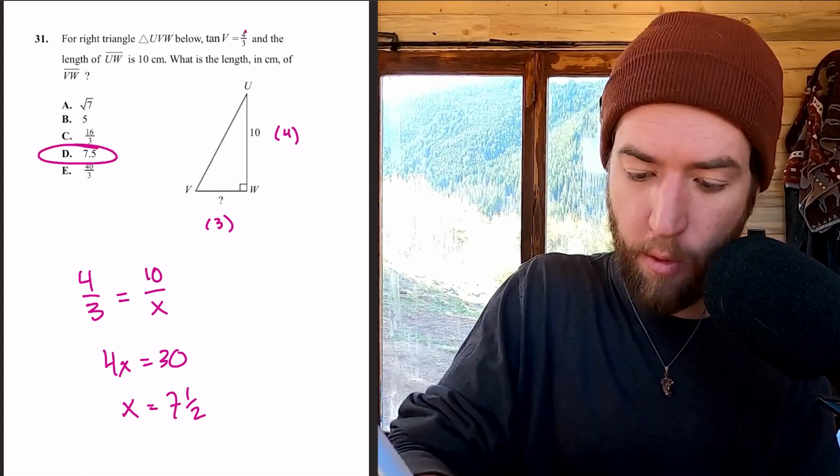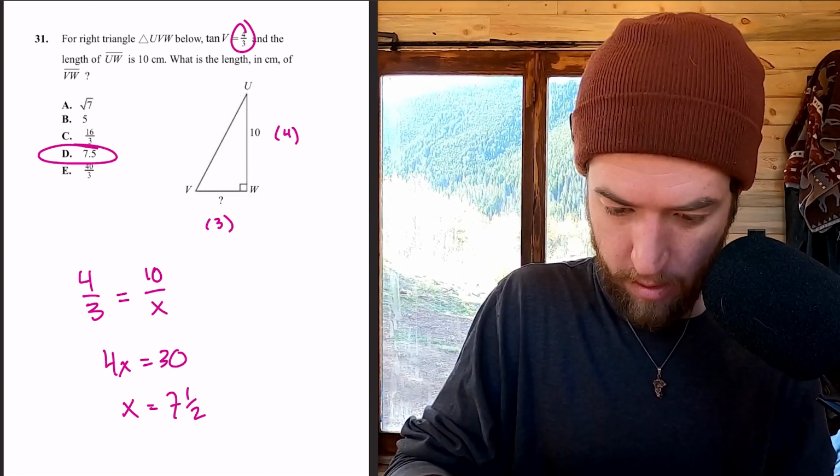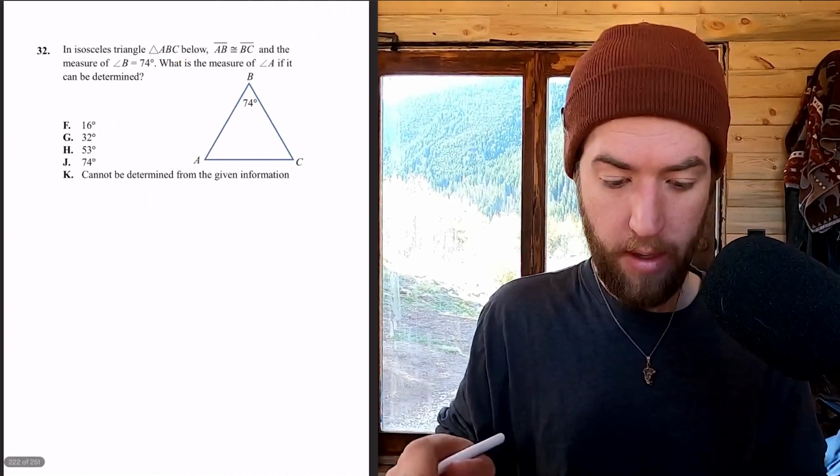It's the same ratio. You just have to multiply. Yeah, 4 divided by 3 equals 10 over 7.5. I agree with that. All right.